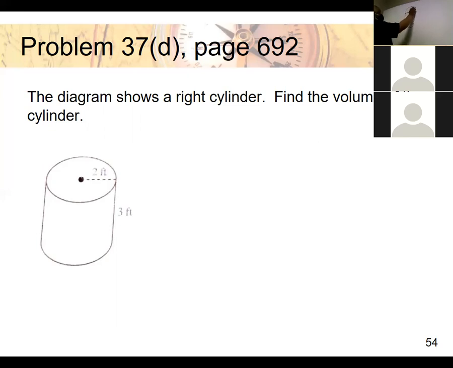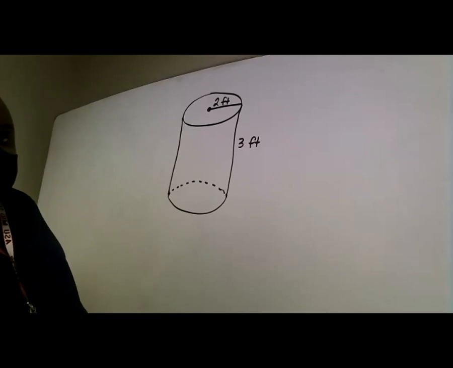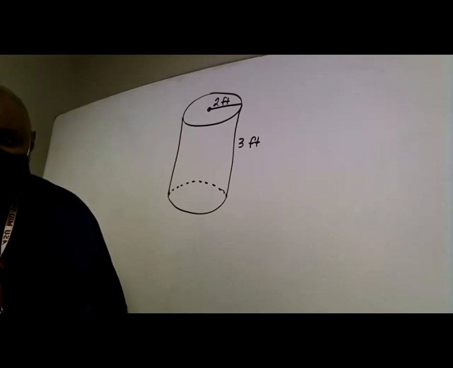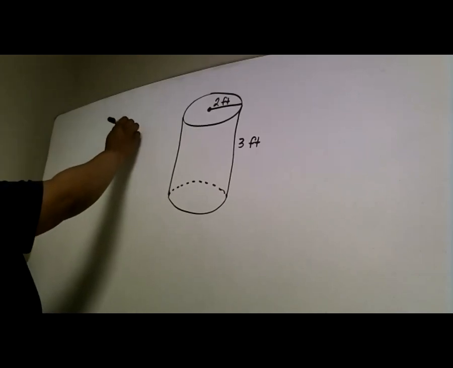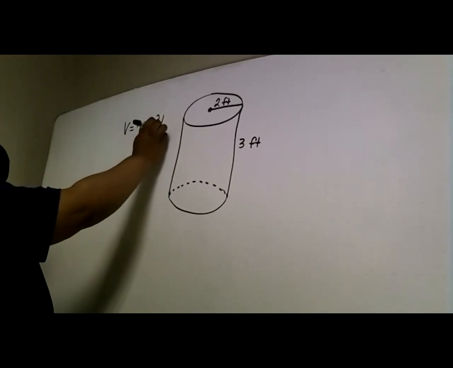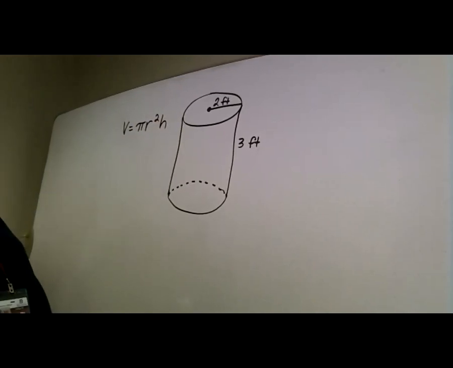And from the center to a point on the circle, that radius is 2 feet, by the way. And the height is 3 feet. And I want to find the volume of that cylinder. And of course, to find the volume of any cylinder, or right circular cylinder, we use this formula. V is equal to pi r squared times the height.